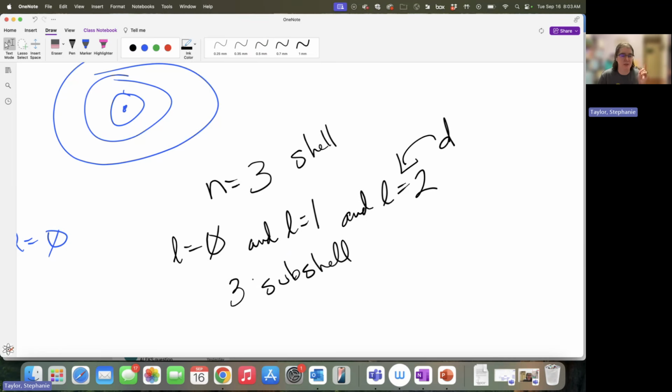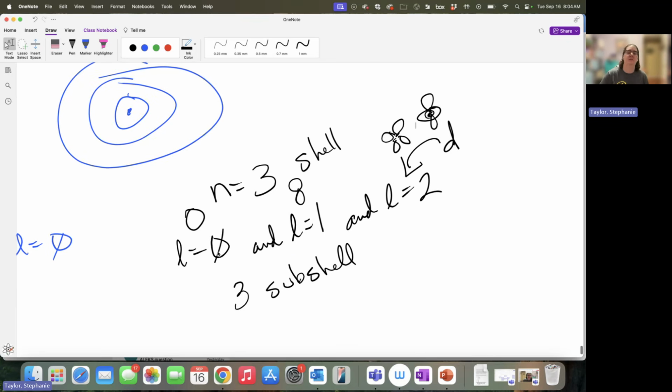Now, it was in the exam review video, but I'll mention it here real quick, that also means that subshells could have shapes. We could do a sphere. We could also do the dumbbell shape. We could also do the cloverleaf shape. That's a cloverleaf. Or we could do the thing with a donut. So L relates shape to subshell.